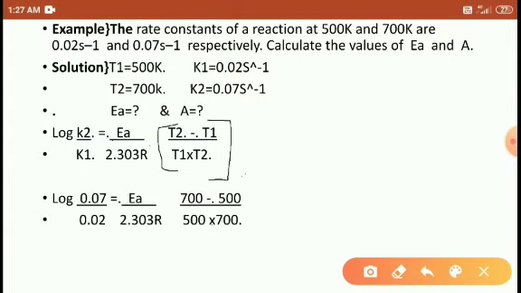Example, first example. The rate constants of a reaction at 500 Kelvin and 600 Kelvin are 0.02 per second and 0.07 per second respectively. Calculate the value of Ea and A.